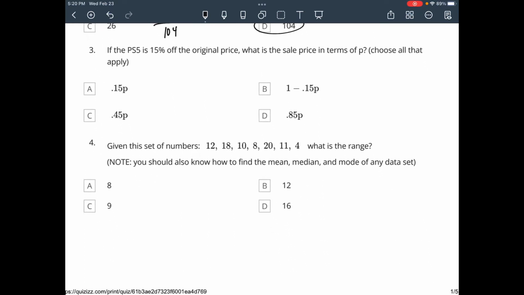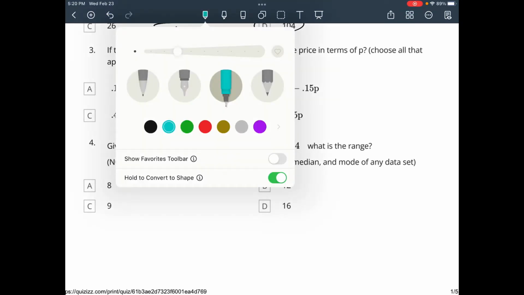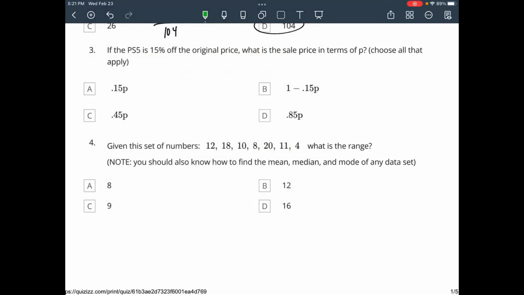Number 3. If the PS5 is 15% off the original price, then what is the sell price? What is the sell price in terms of P? Choose all that apply. This is pretty much asking you, how much do you have to pay? A lot of times, students are going to choose letter A because they see the 15% and they automatically want to choose that. However, that is wrong.